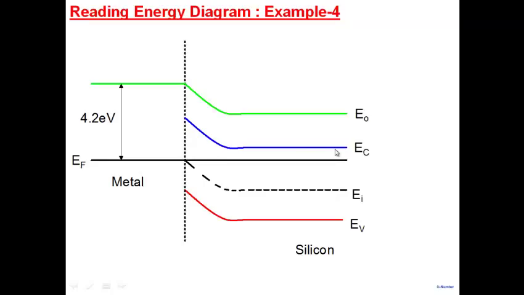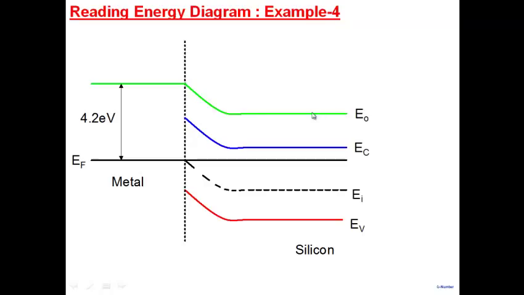And what is happening as I approach the metal? See, the distance between EC and EF is increasing, which means that the region is getting gradually depleted of electrons. Electron concentration is decreasing here, right? Electron concentration is decreasing. And of course, the system is in equilibrium. EF is flat throughout. And can we find out what is the voltage difference between the metal and the semiconductor?